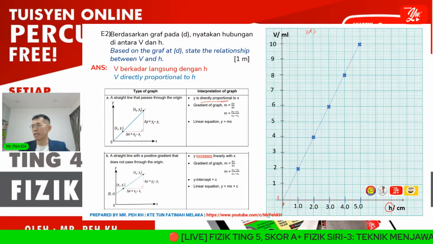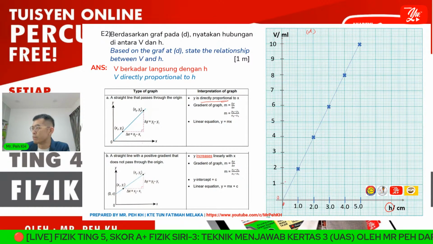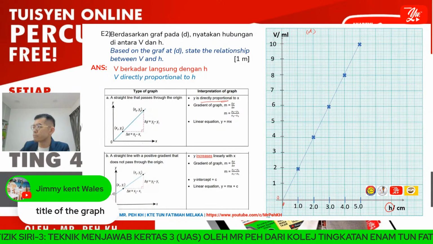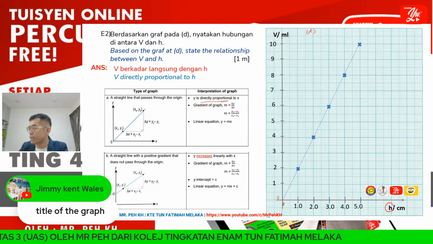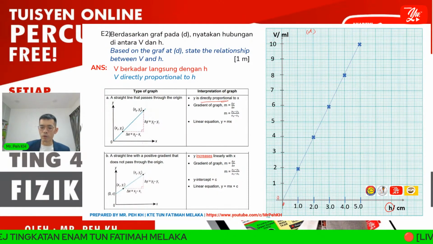I mean, my question here, I designed V against H, so it must pass through the origin. Title of the graph: the title of the graph is actually not needed. If you worry, you can just write it. However, it's not needed actually. So, a question from Jimmy. Thank you for your question.